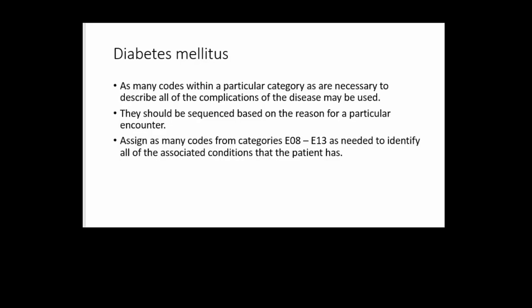Often a person with diabetes will have many complications or manifestations of the disease that need to be included, and many have combination codes. So the code would represent diabetes with whatever the situation is, and it's okay to use as many of those as you need to code. Their sequence, or which one goes first, would be based on the reason for the encounter, whether it's the admission to the hospital or while they're in the doctor's office. And as I said earlier, you can assign as many categories, as many codes as you need to from those categories to identify all the associated conditions.